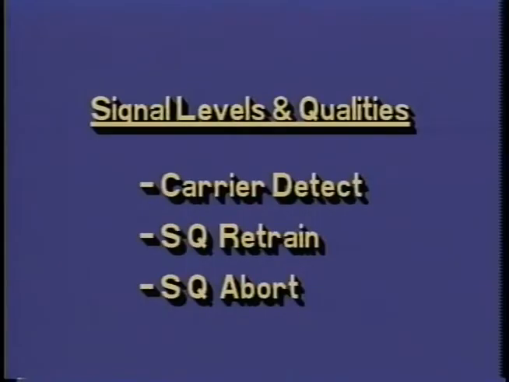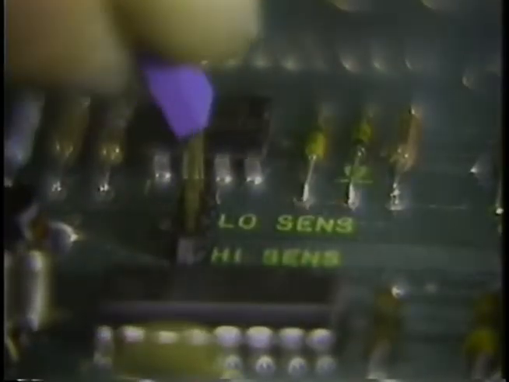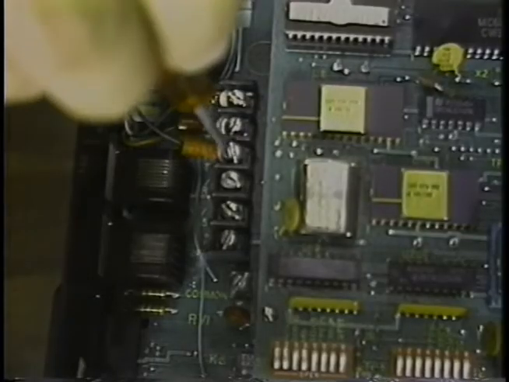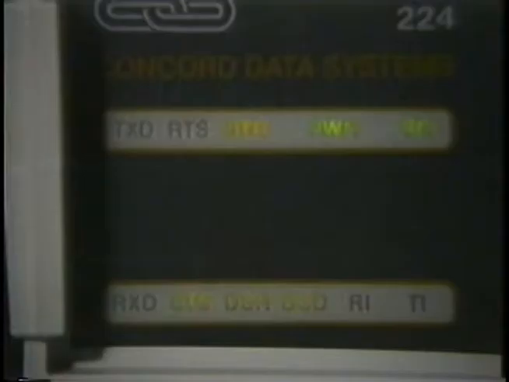Modems can have several options related to the signal levels and qualities: carrier detect level, signal quality retrain, signal quality abort. The carrier detect level sets the sensitivity of the receiving modem. The typical setting for a private line modem is -30 decibels. If a modem is used on lines with very low levels or on dial-up calls, the receive level is often set to -45 decibels. The lower level, -45, is more sensitive to background noise.